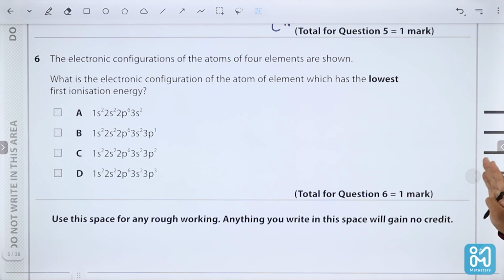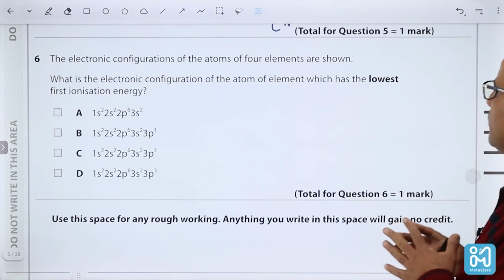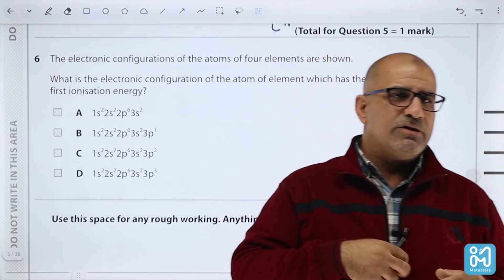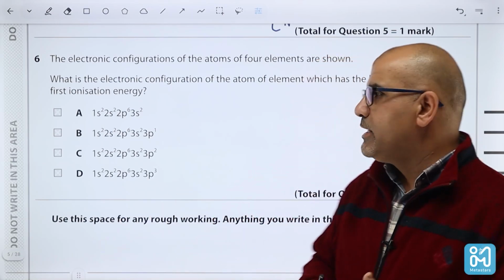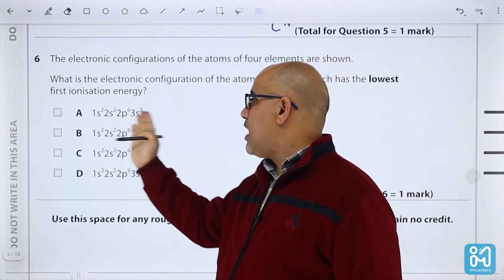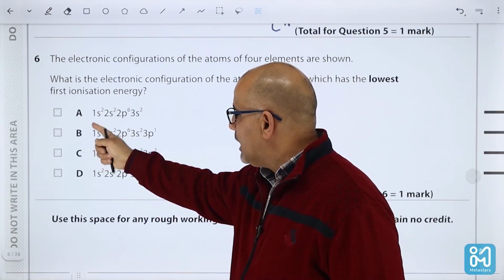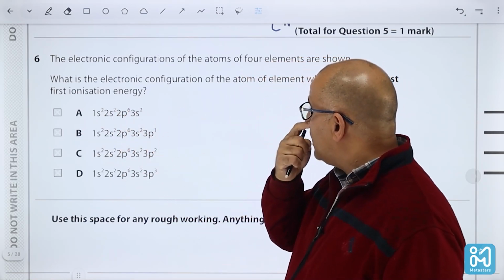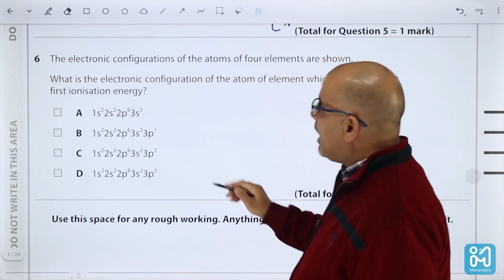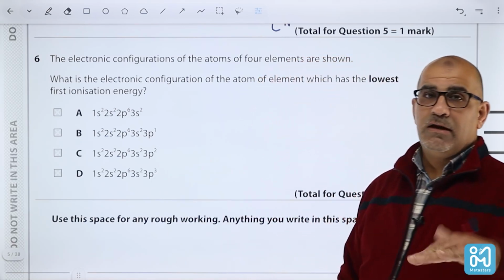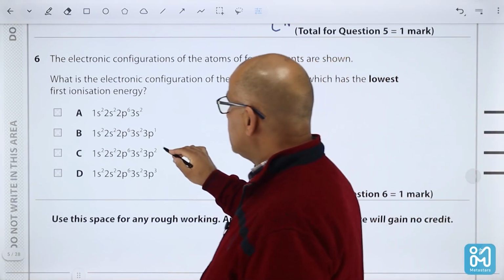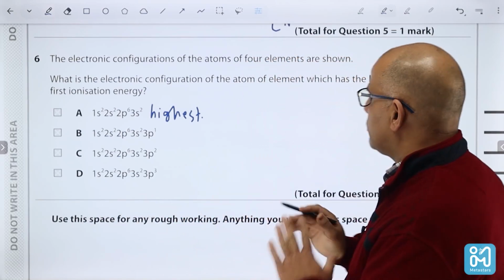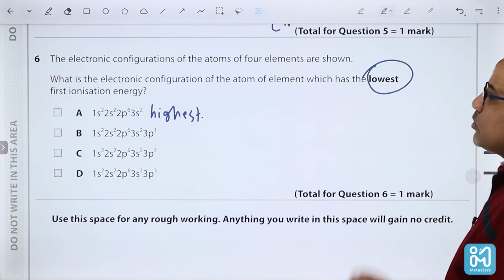Now, the electronic configuration of the atoms of 4 elements are shown. What's the electronic configuration of the atom of the element which has the lowest first ionization energy? Okay, let me tell you something. The ionization energy value depends on how much the electron is attracted to its nucleus. Where we have a lower number of shells, this means that A has the highest, because all the other elements in B, C, and D have 3 shells. But you see in B and C and D, we have 3p, and you know 3p is further from the nucleus compared to 3s. So this one, A, will be the highest ionization energy because it's closer to the nucleus. So the question asks you, which one has the lowest?